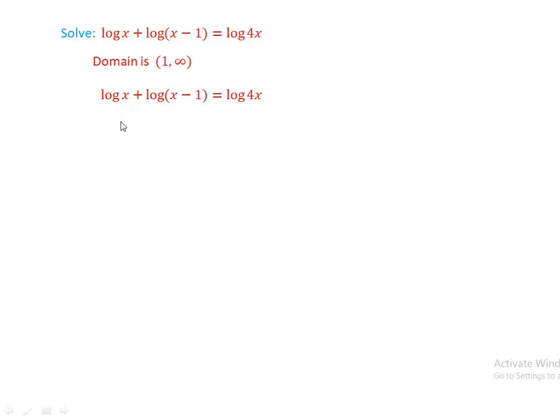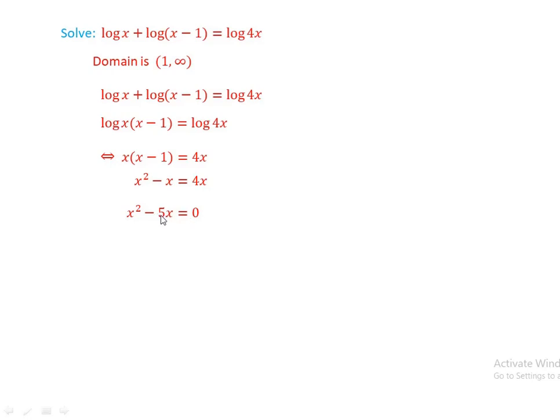Therefore, by the properties, this is the same as log of x times x minus 1 is equal to log of 4x. Here they have the same base 10, so this is true if and only if x times x minus 1 is equal to 4 times x. This x times x minus 1 is x squared minus x, so x squared minus x is equal to 4x. Now by rearranging, we have x squared minus 5x is equal to 0.